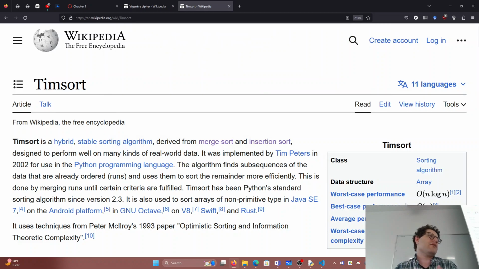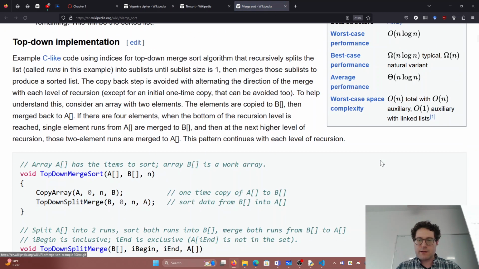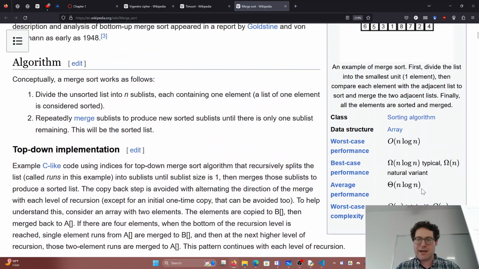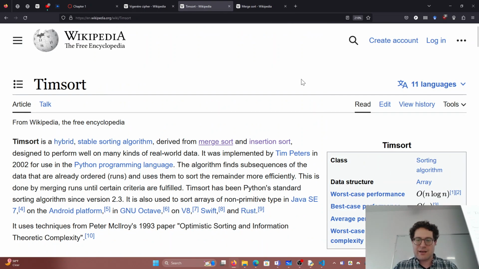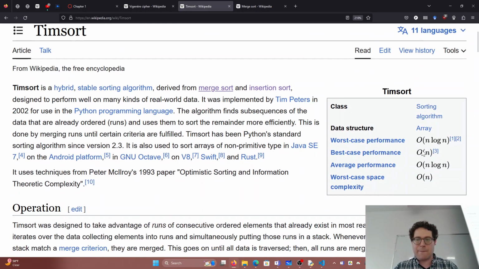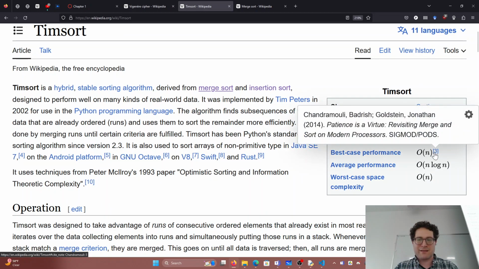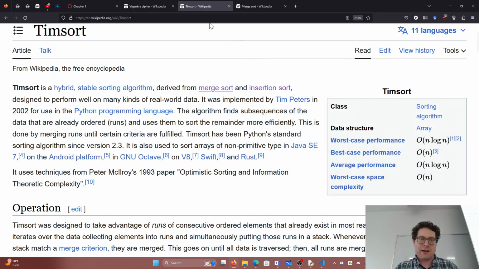Because merge sort is always n log n. Always. It's big theta n log n. Best case performance, big omega n log n. Worst case performance, n log n. It's always n log n. Here it says a natural variant. Ignore that for right now. The idea here is, though, that timsort's best case performance is O of n. It doesn't even need any variant or any special thing applied to it. So that's why it's used there.